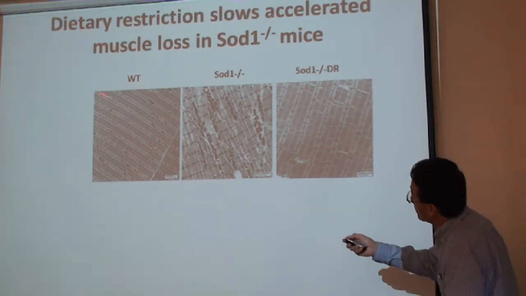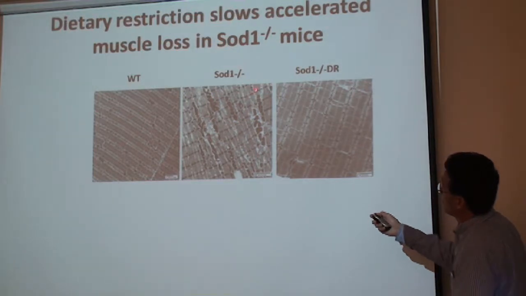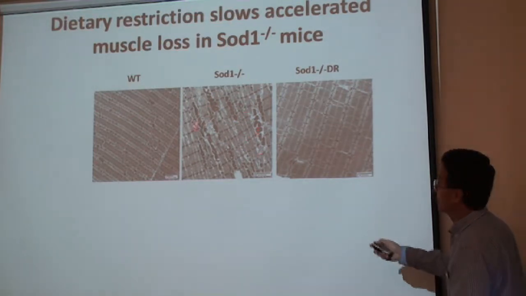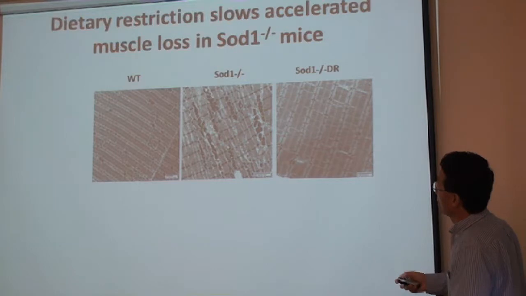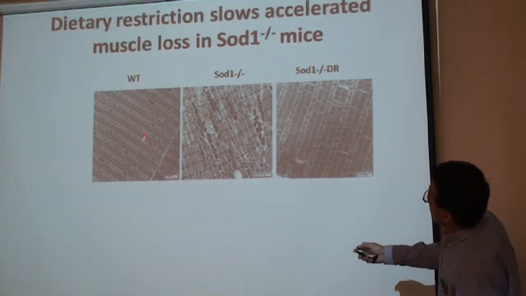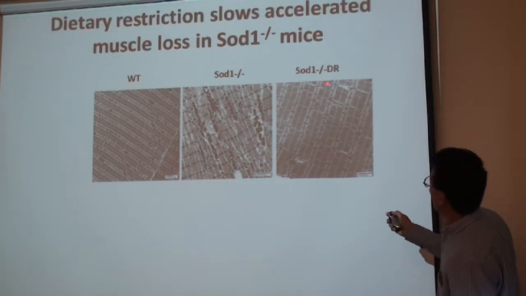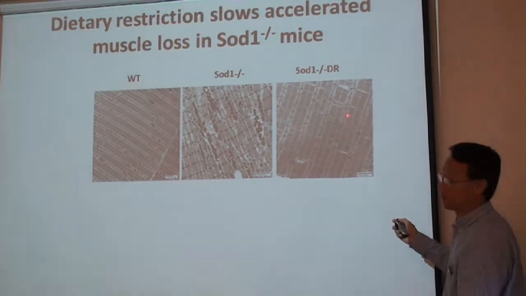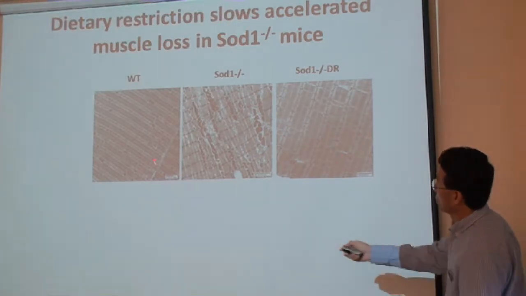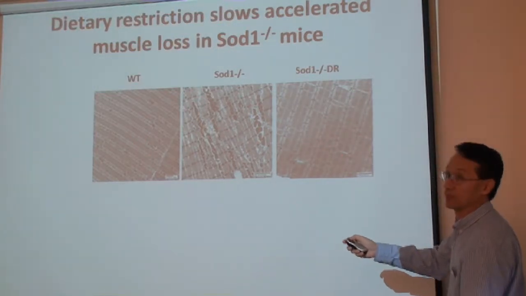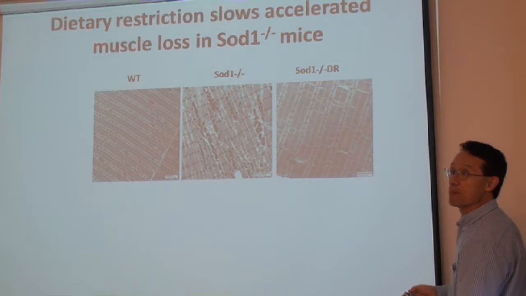So here shows the dietary restriction also dramatically improves the structure of the muscle fiber, with the Z line. This is the fiber. You see that the knockout mouse has disrupted Z lines, and there are so many different changes. And once these mice are on dietary restriction, the structure gets close to the wild type. That's dramatic.